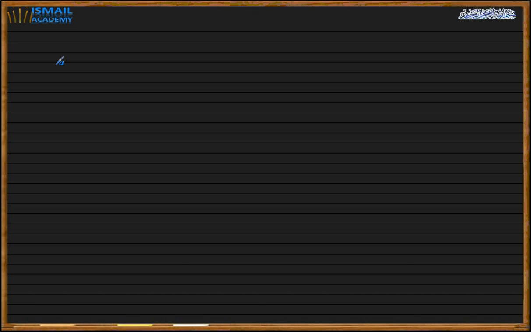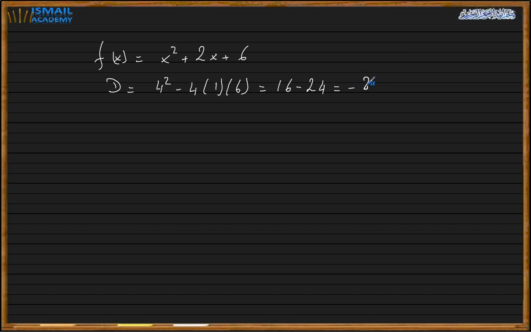So let's do another example. For example, I want to graph f of x equals x squared plus 4x plus 6. The discriminant is 4 squared minus 4 times 1 times 6, which is 16 minus 24, and this is equal to minus 8, which is less than 0, which means that there is no x-intercept here. And a equals 1 is greater than 0. That means the graph is above the line. It's going to look like this way. So we are going to see how to graph that type of function.